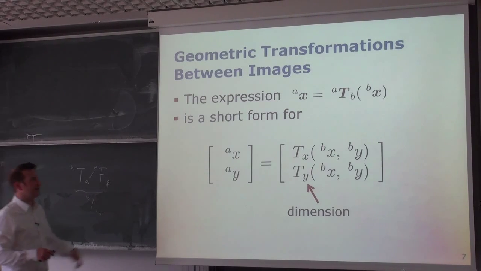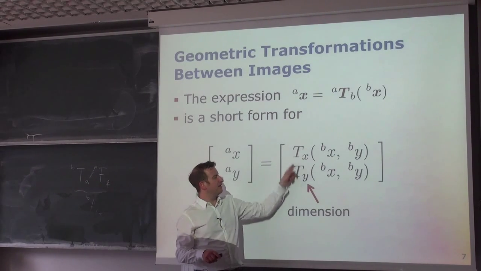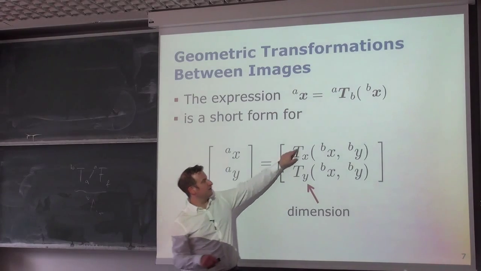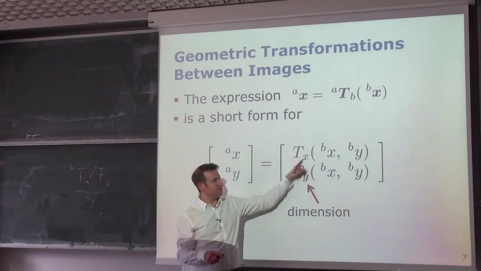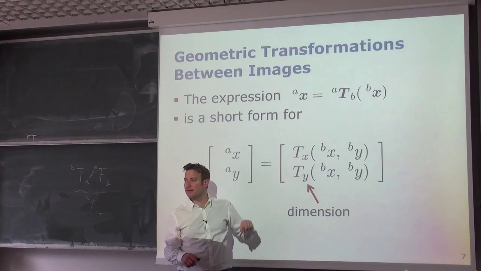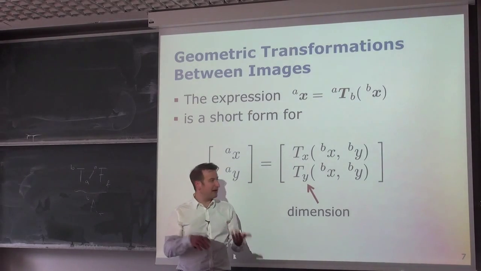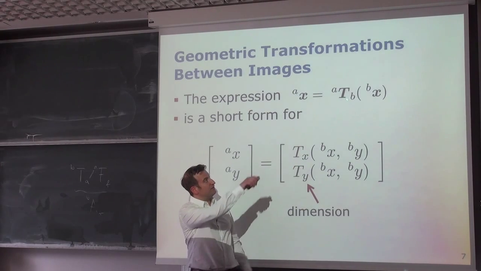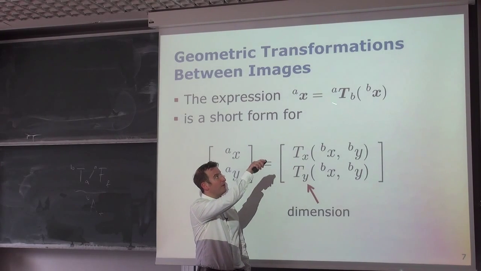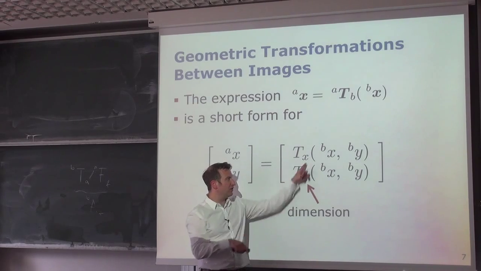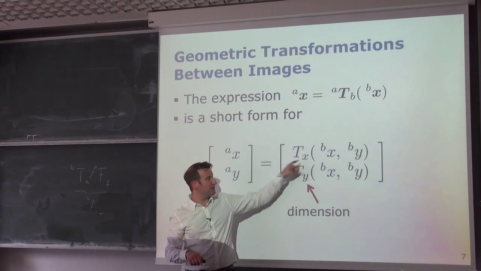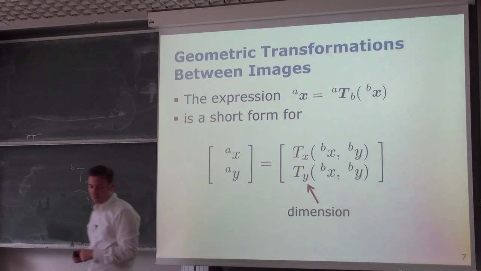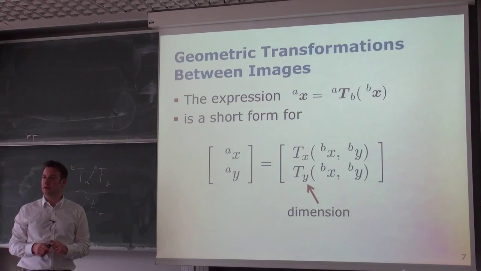Sometimes, if you write this in non-bold face, then this can also refer to the dimension, so the x dimension, the y dimension, because we may have a transformation in x and a transformation in y. So don't get that confused. Then this way, mapping from B to A, with just one index here, means the dimension, so the transformation in y and the transformation in x. Okay?